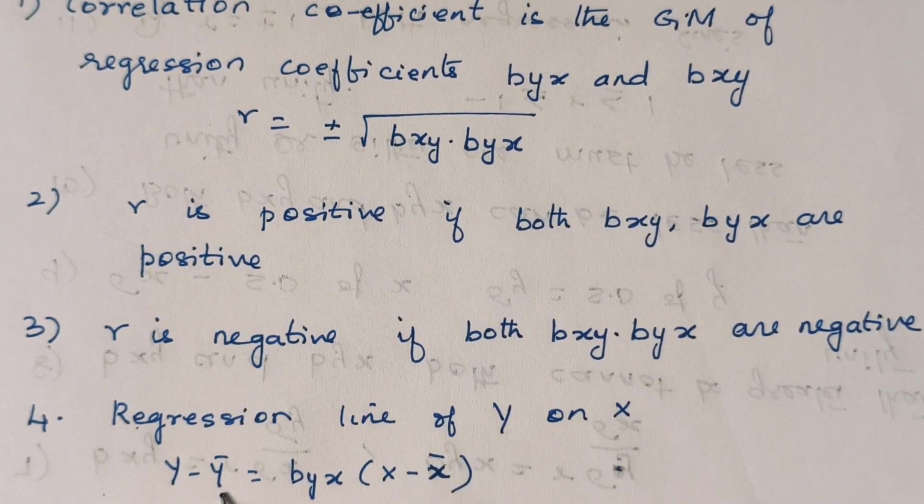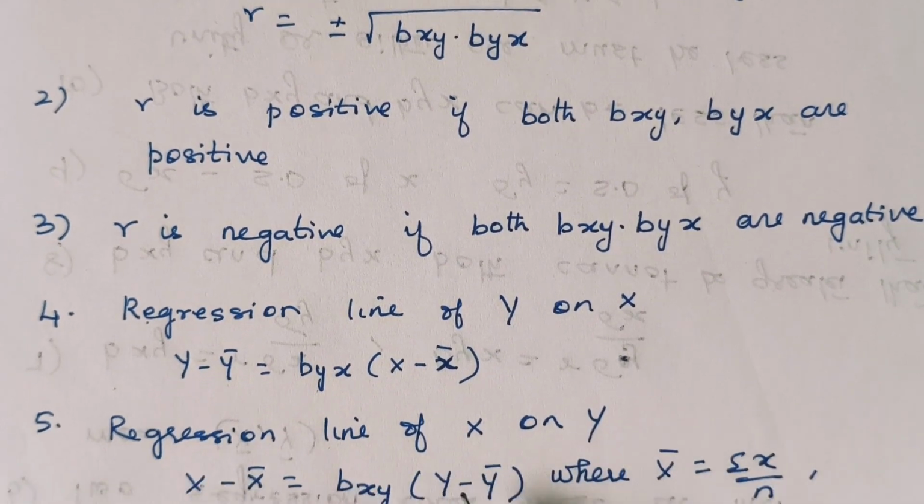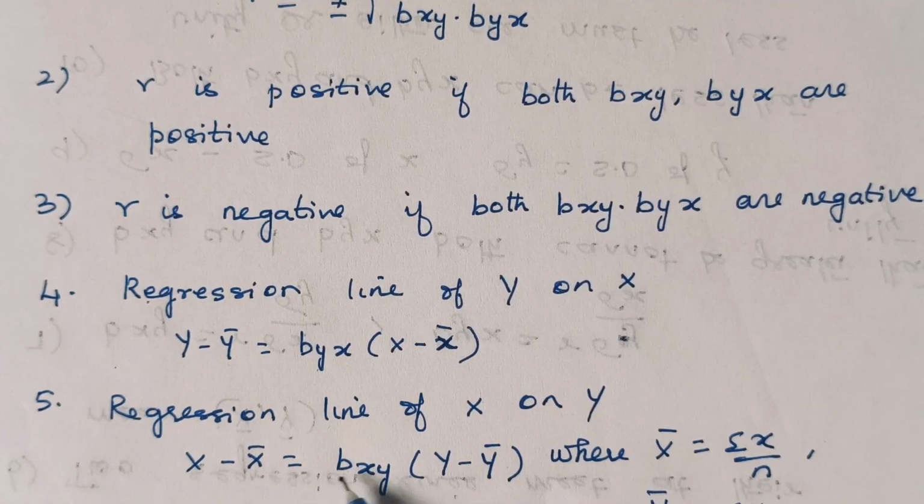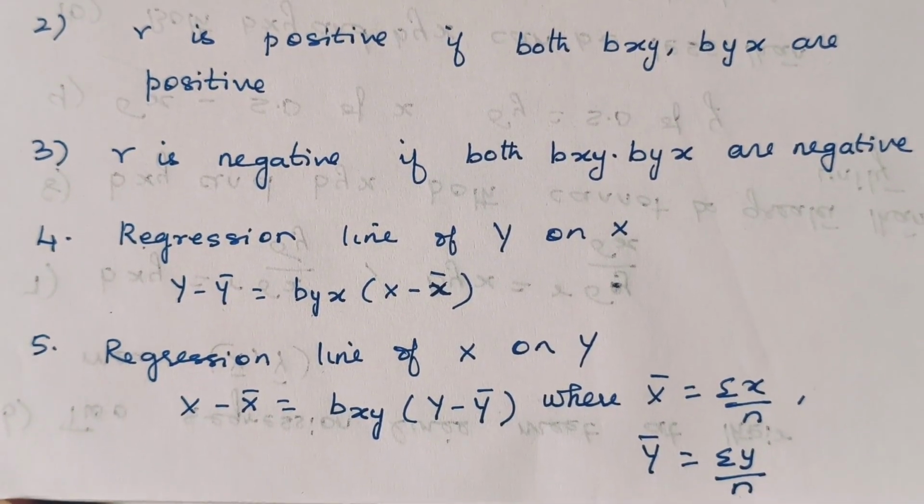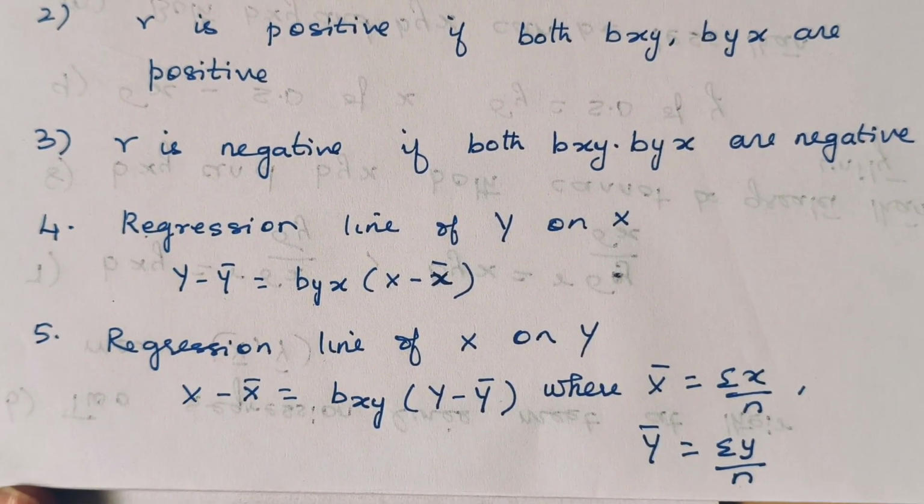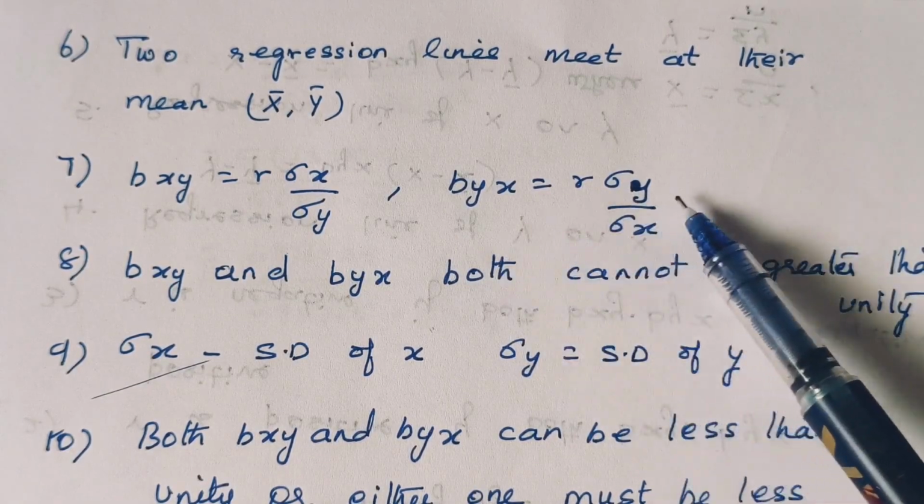The regression line of y on x is y minus y bar equal to byx into x minus x bar. If you have y minus y bar on the left hand side, then byx, then x minus x bar. The regression line of x on y is x minus x bar equal to bxy into y minus y bar, where x bar and y bar are the means.